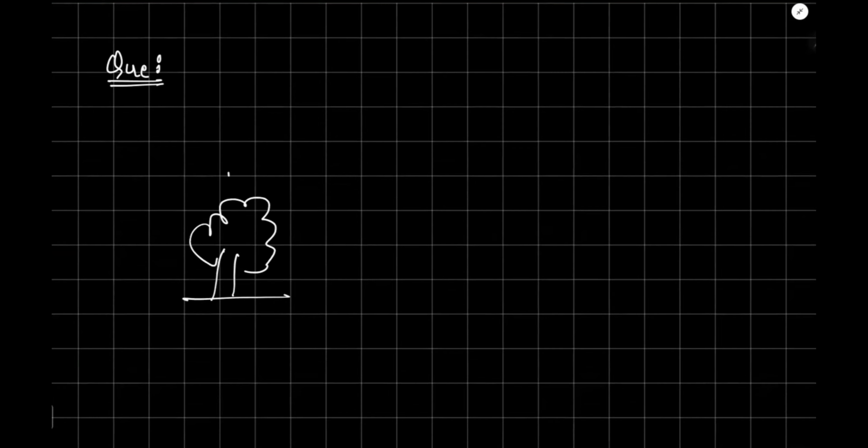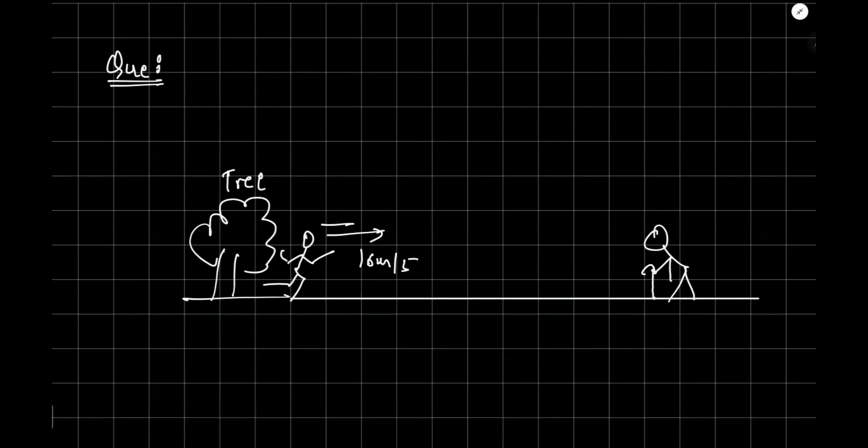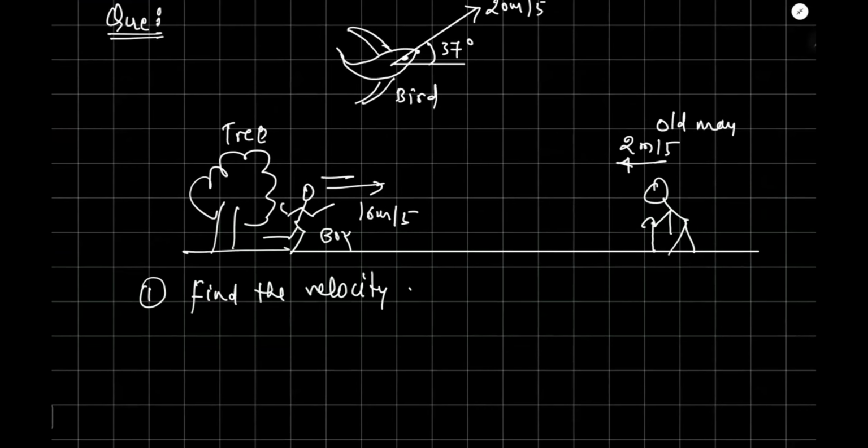मान लो यहाँ पे एक tree and there is a boy, he is running this side with a speed of 16 meter per second. There is an old man and he is walking this side with a speed of 2 meter per second, and there is one bird. The bird is flying with a speed 20 meter per second, and this angle is given to you, 37 degree. Find the velocity of tree, bird and man seen by boy.